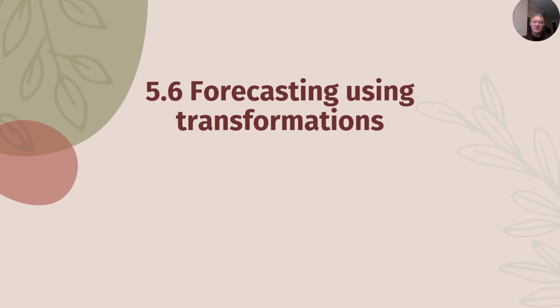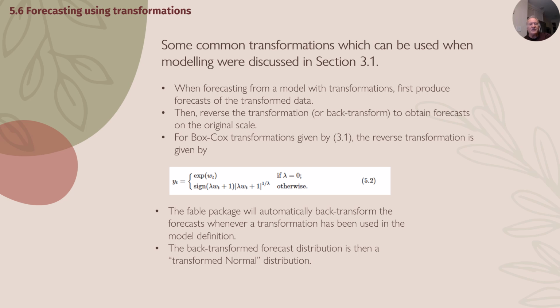We spoke back in chapter 3, I believe, about using transformations, and now we want to talk about forecasting using transformations. There are some common transformations which can be used in modeling, and they were discussed in section 3.1, not 2.1. When forecasting from a model with transformations, first produce the forecast of the transformed data, then reverse the transformation, or back transform, to obtain the forecast on the original scale.